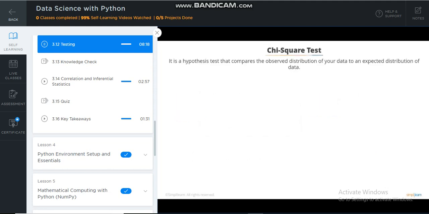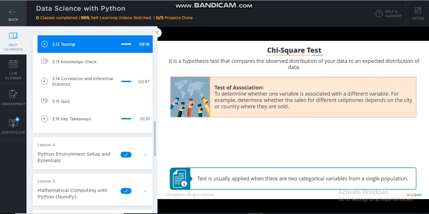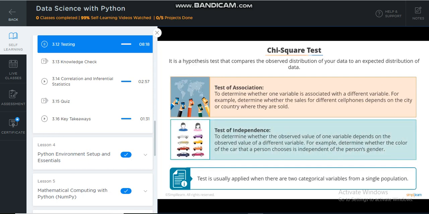Chi-square test is a hypothesis test that compares the observed distribution of your data to an expected distribution of data. The test is applied usually when there are two categorical variables from a single population. It's used to determine whether there is a significant association between the two variables. Chi-square test is used to test the independence or association between categorical variables. It also determines whether a statistical model fits the data adequately.